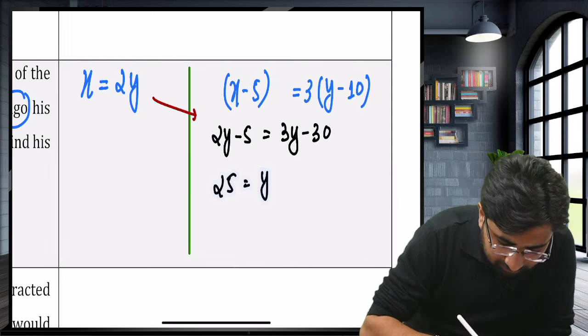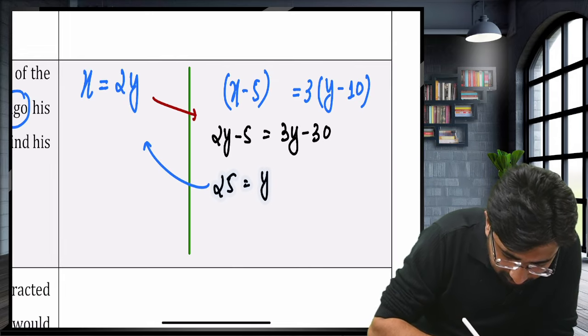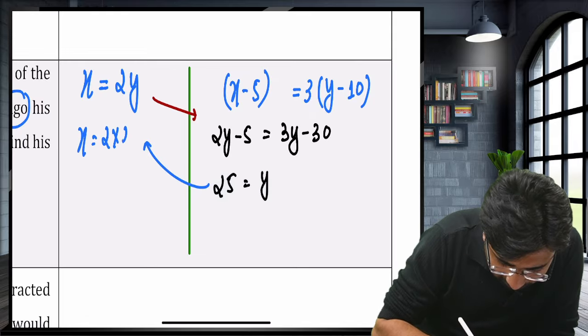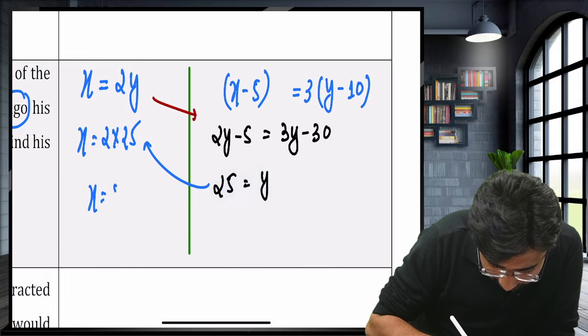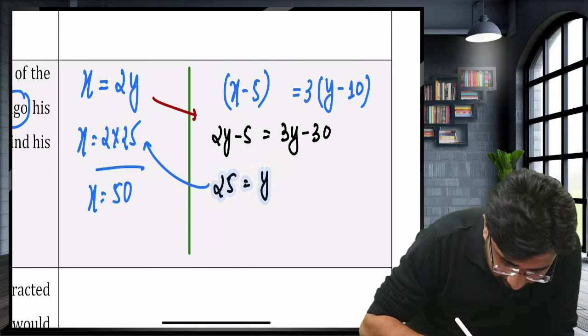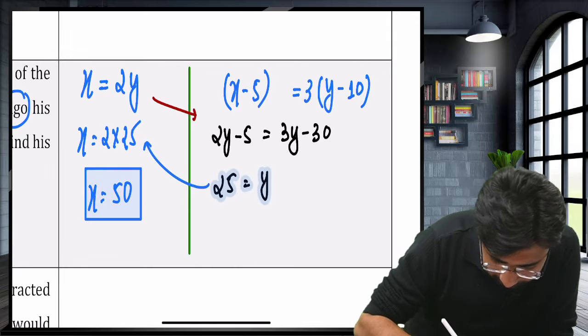They are asking the age of the person. The person's age was x. So guys, here you will put x is equals to 2 into 25. So the age of the person is 50. Everybody, guys, the age of the person is 50.